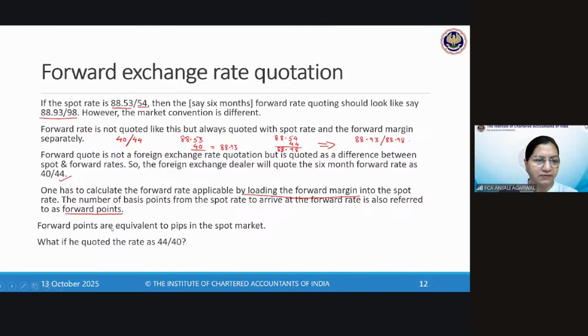Now, my question is, the forward points are equivalent to pips in the spot market. My question is, can you calculate the forward rate if the forward quote or forward points are 44 oblique 40? Yes. What will be the answer? Will it be the same?